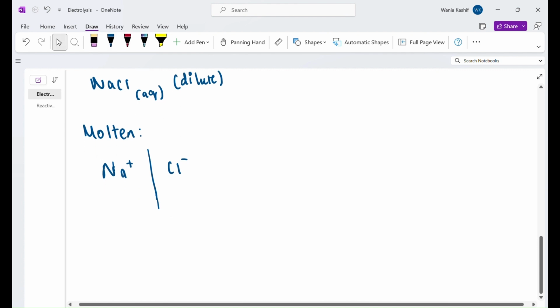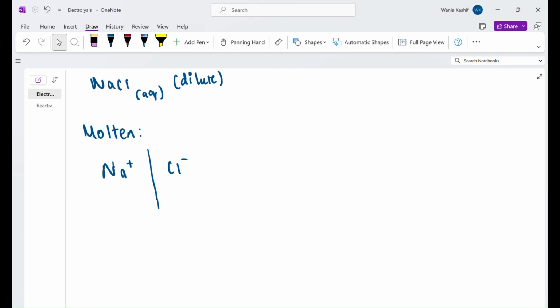Now you're going to have to specify which electrode has which product forming. So the chloride ion, which is a negative ion, will be formed at the anode. Why? Because this is a positive electrode and opposites attract. Here the positive ion will go to the negative electrode again because opposites attract. That's a very sad circle.